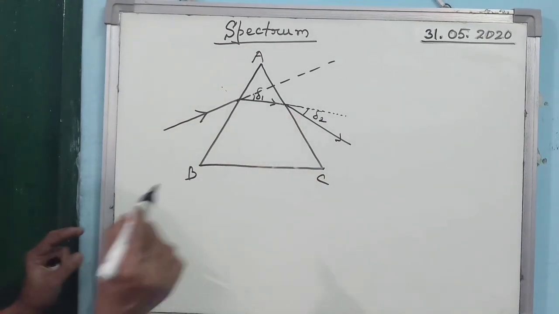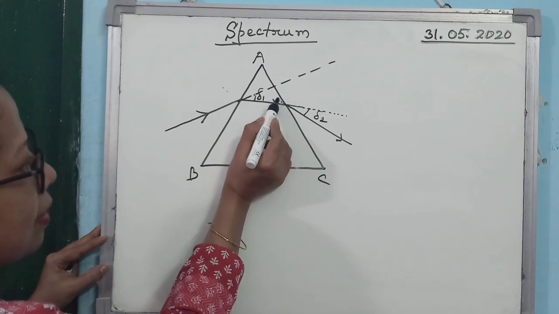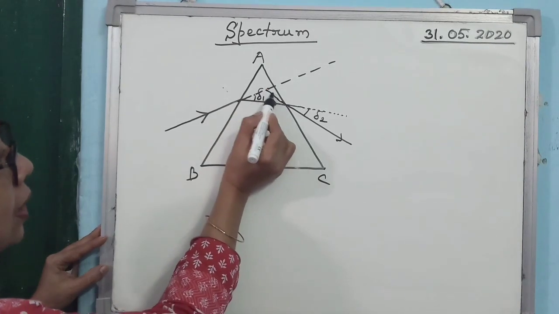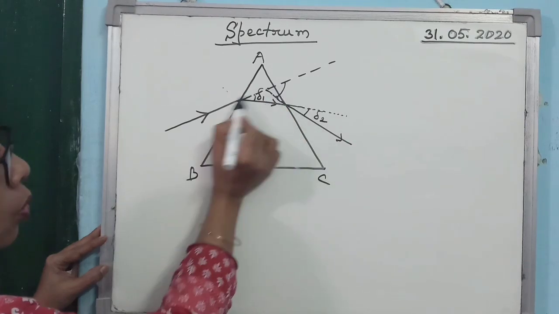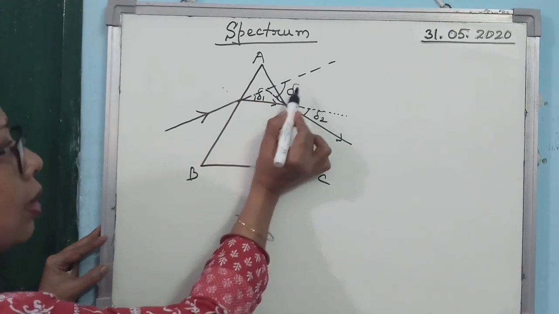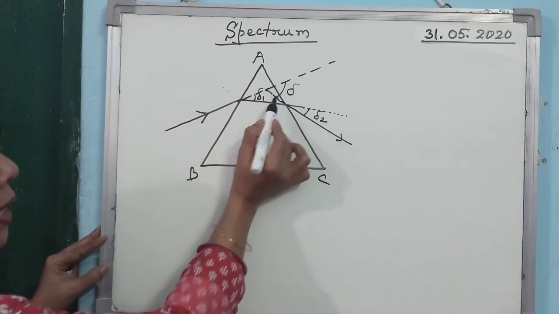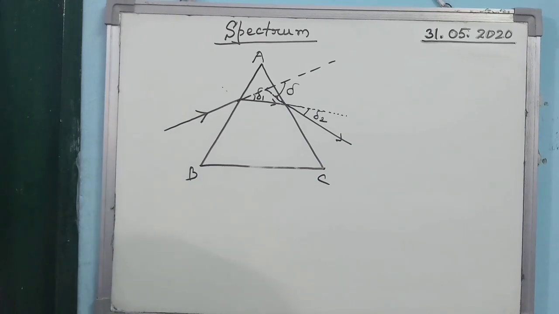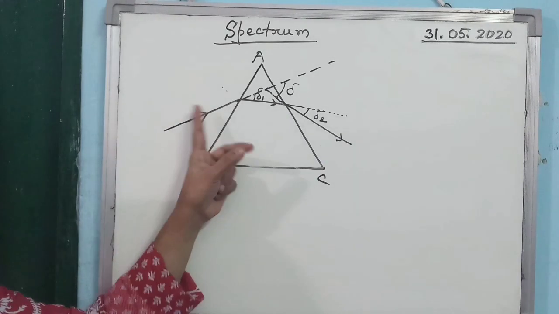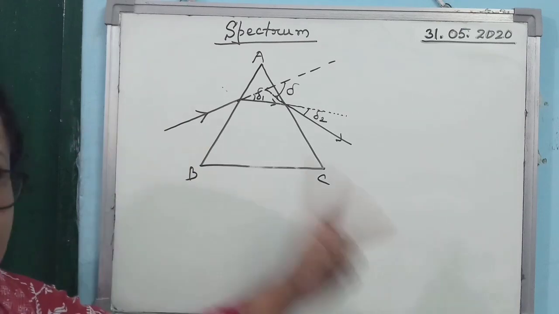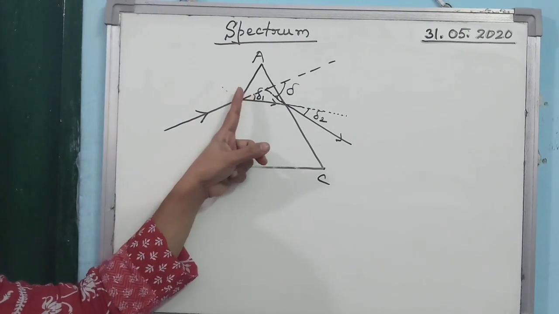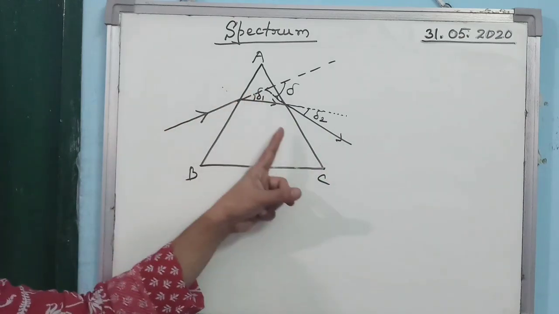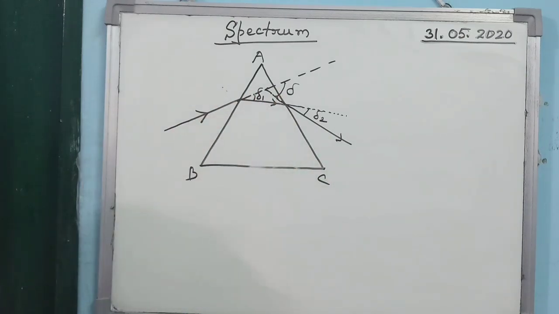Is that clear? Now, if I extend the emergent ray in the backward direction, then you see the emergent ray is meeting the original path at this point. So you see, this angle is the total angle of deviation. Clear? The light ray suffers deviation twice. Delta 1 is the first deviation, delta 2 is the second deviation, whereas delta is the total deviation.